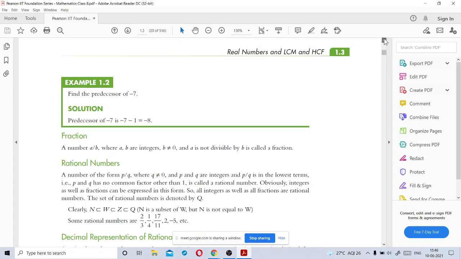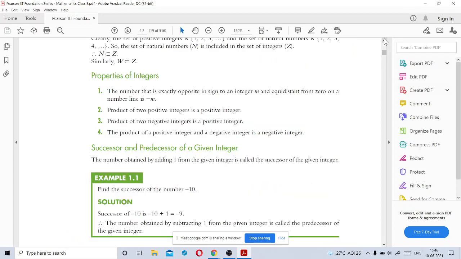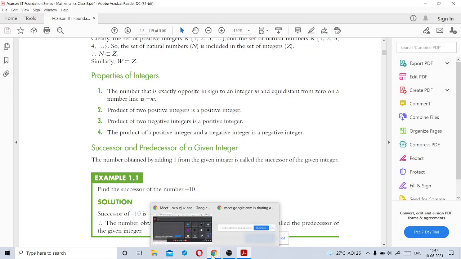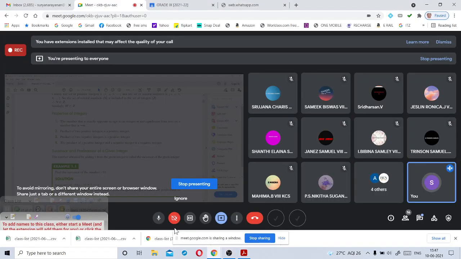Now, come to the next point. Successor and predecessor of a given number. What is meant by successor and predecessor of a given number? How do you find the successor and predecessor of a given number on the number line? Successor means plus 1 and predecessor means minus 1. Very good, my dear Bibina.